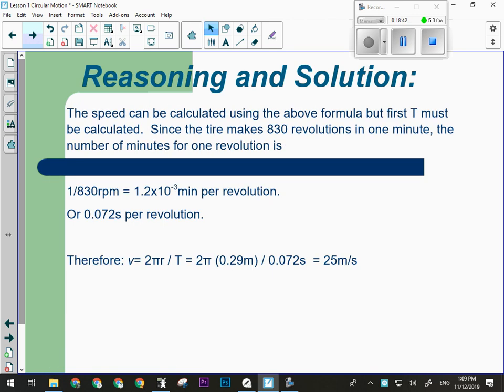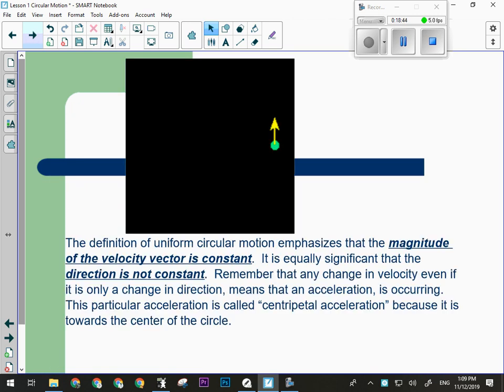Okay, so that's what we just did. Let's skip that. All right. So the thing we have to remember about something moving in a circle is that the velocity's magnitude doesn't change. It's traveling at a constant speed. But because it's moving in a circle, its direction is constantly changing. If the force that's keeping it in the circle disappears, then it travels in a straight line. So let's have a look at what that looks like.